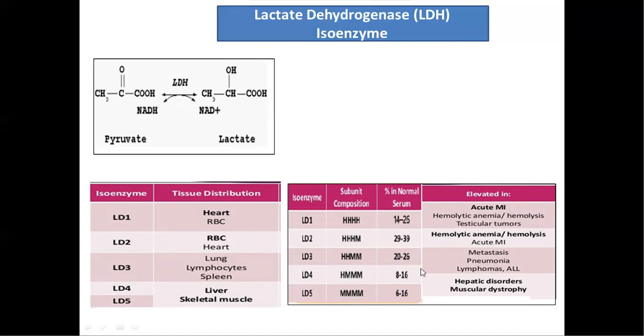These are the normal serum levels present in blood plasma. LD1 has a serum level of 14 to 26. An elevated concentration of LD1 gives the indication of acute myocardial infarction. LD2 gives the indication of hemolytic anemia and hemolysis. LD3 indicates metastasis, and LD4 and LD5 indicate hepatic disorders and muscular dystrophy.